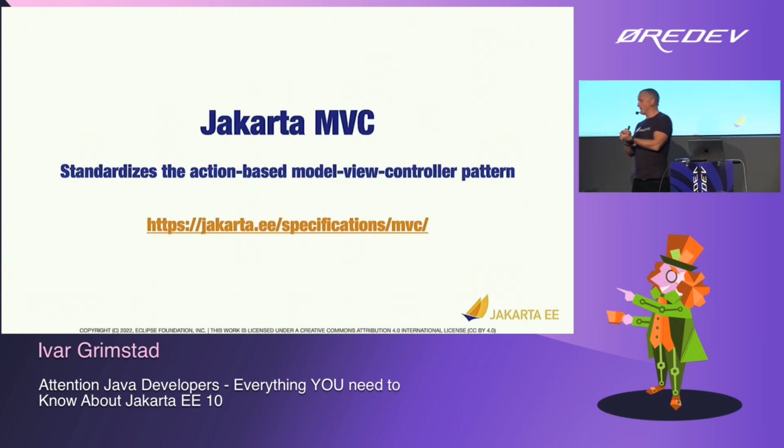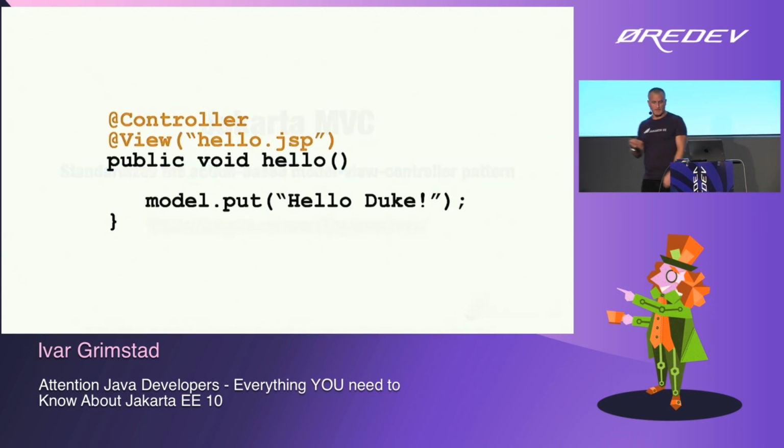Jakarta MVC is not a part of the web profile or the platform, but it standardizes the action-based MVC pattern. It runs on EE 10. It's integrated into GlassFish and works fine with WildFly as well. And maybe sometime in the future, server-side rendering is cool again, and then you can do it this way. It's built on top of Jakarta REST with a couple of annotations there to make an MVC application out of it.